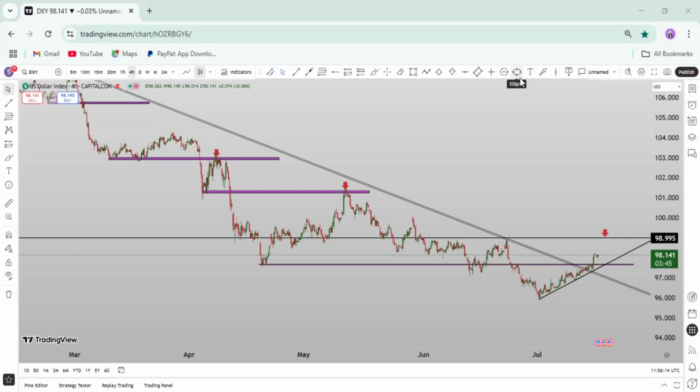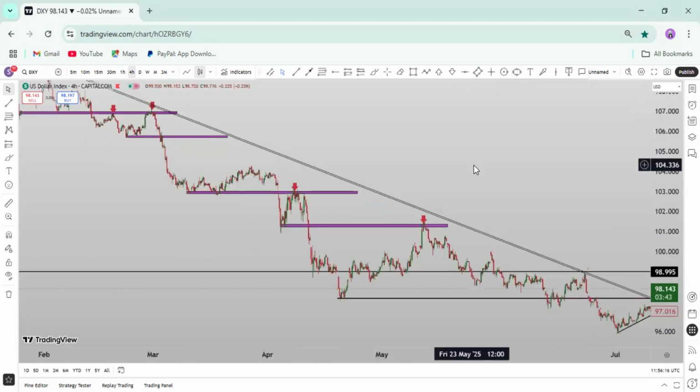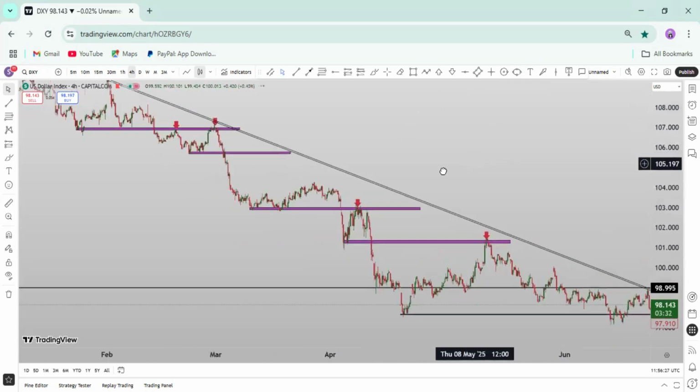So this week we are going to do some analysis on a couple of pairs, and as usual we are going to start with DXY on the 4-hour time frame.